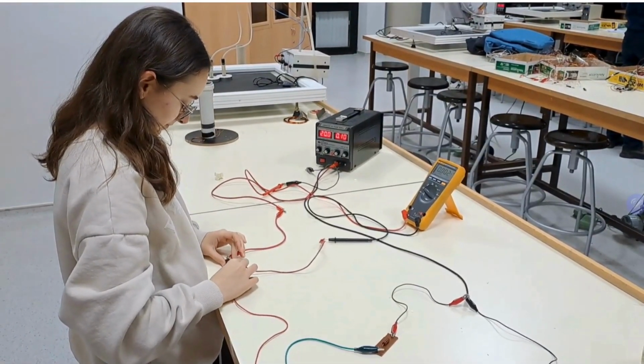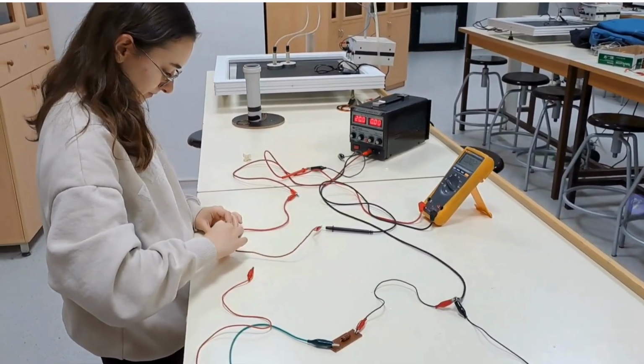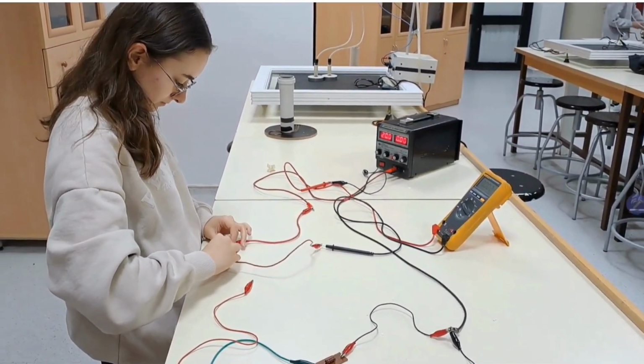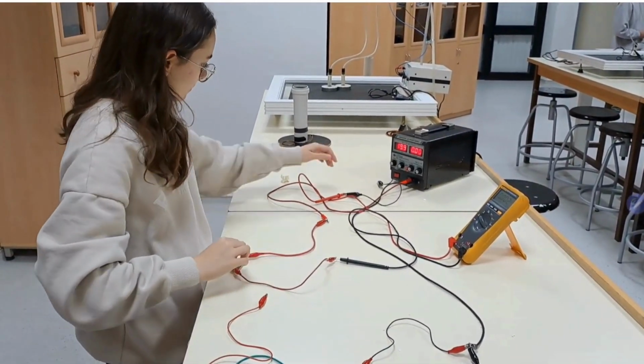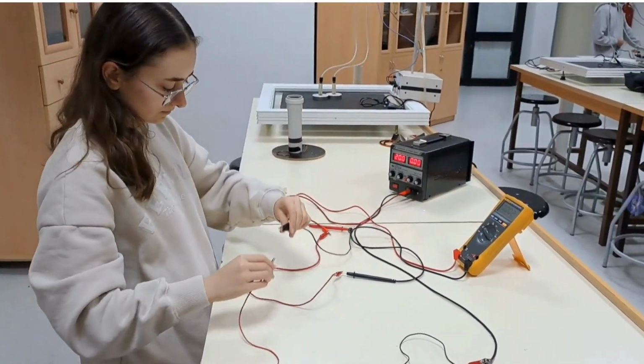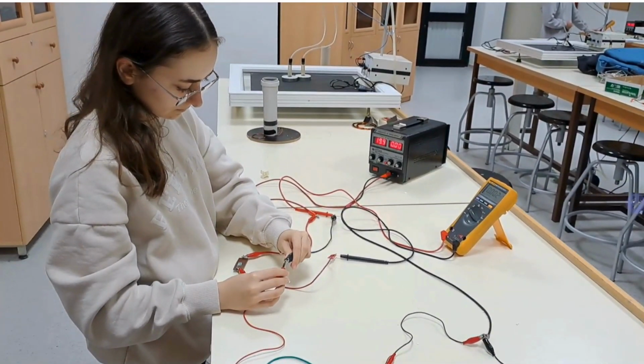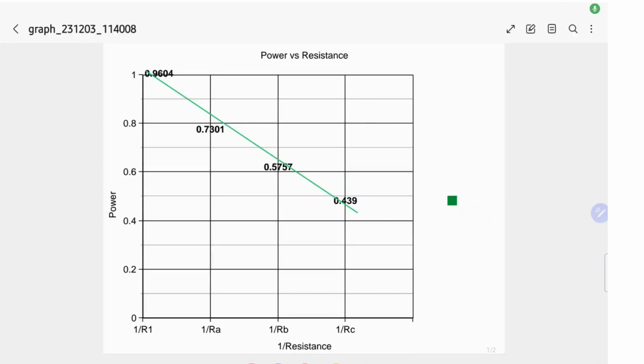I was expecting to observe that the power supplied to a circuit is equal to the power dissipated in the circuit, but my theoretical results and experimental results were not identical. Possible reasons for this error could be my personal errors, such as connecting the ammeter in the wrong way, and also could be the systematic errors, as the laboratory devices were not ideal.